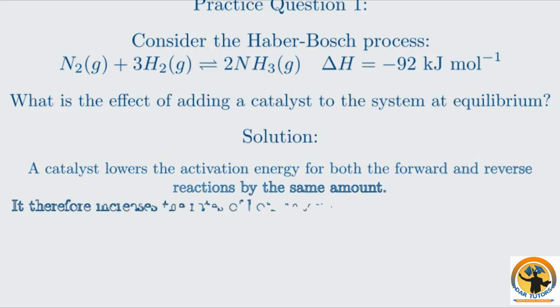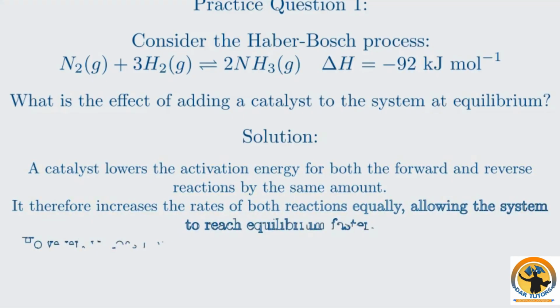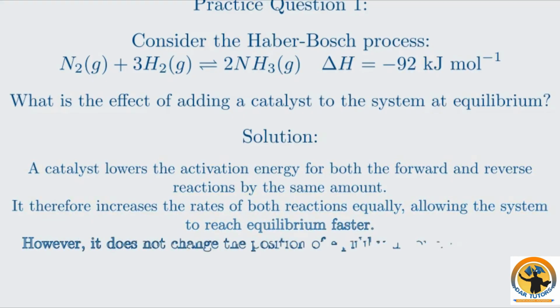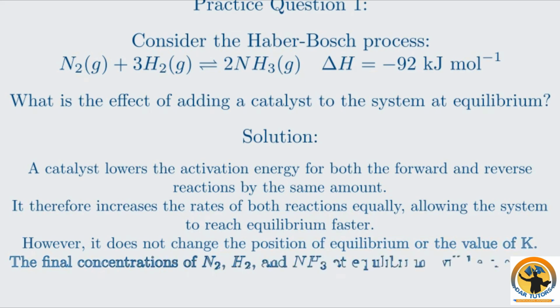It therefore increases the rates of both reactions equally, allowing the system to reach equilibrium faster. However, it does not change the position of equilibrium or the value of K. The final concentrations of N2, H2, and NH3 at equilibrium will be the same as without the catalyst.